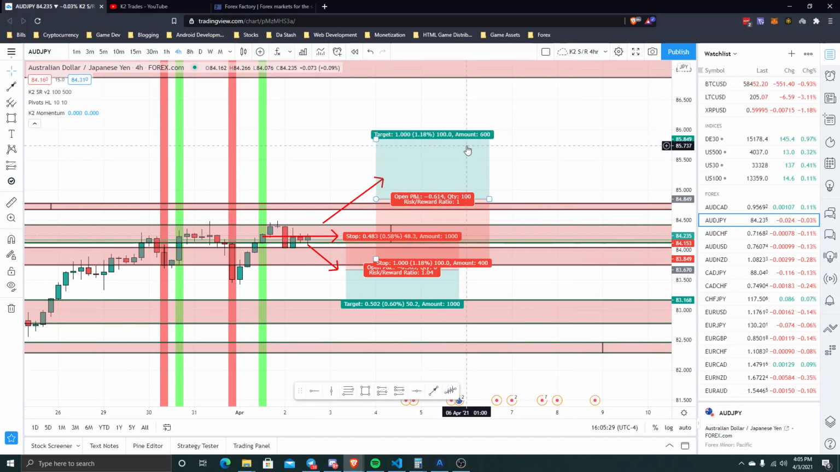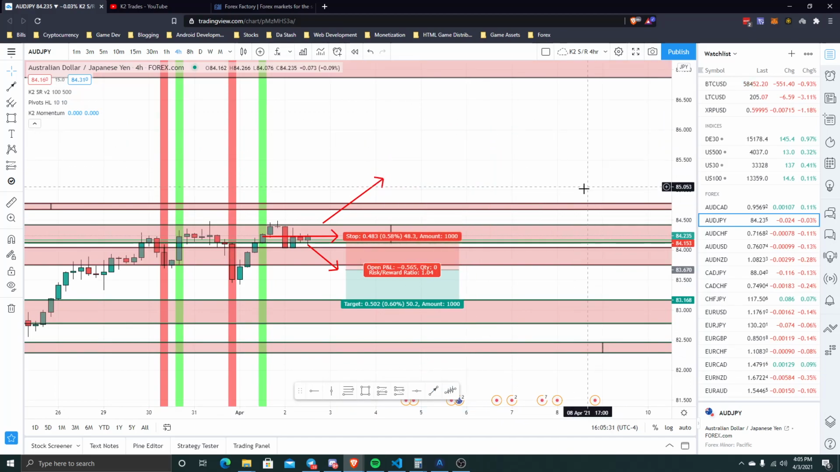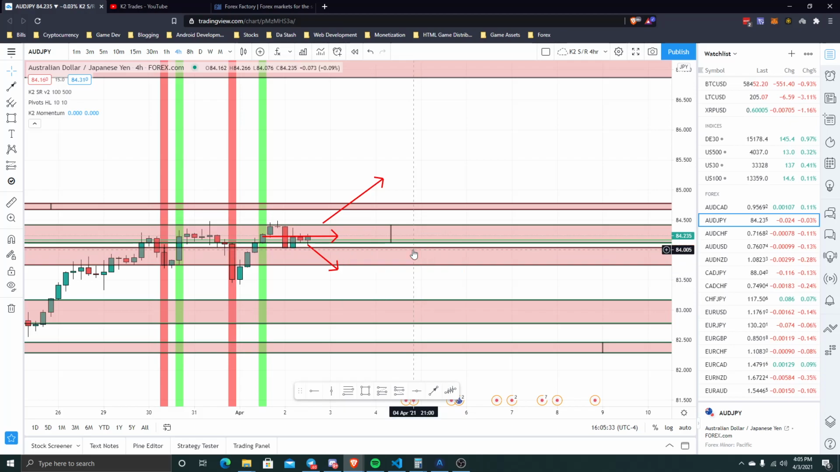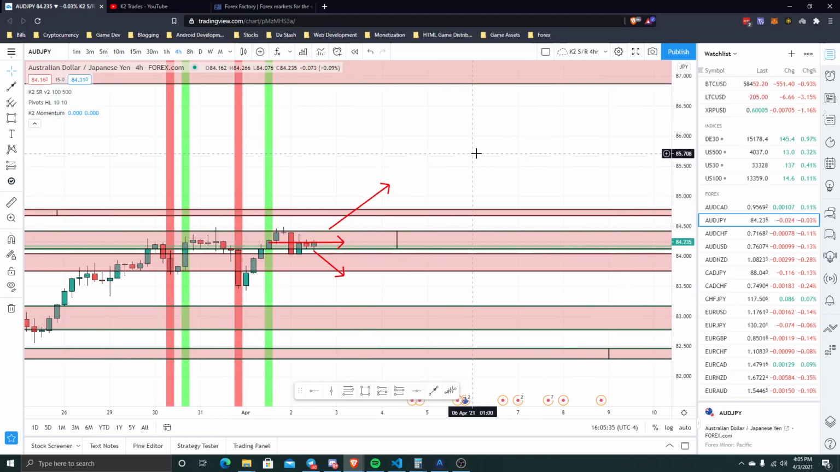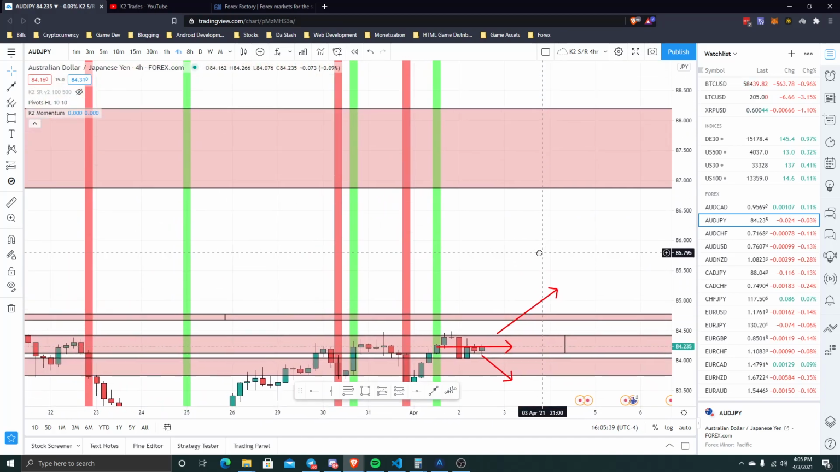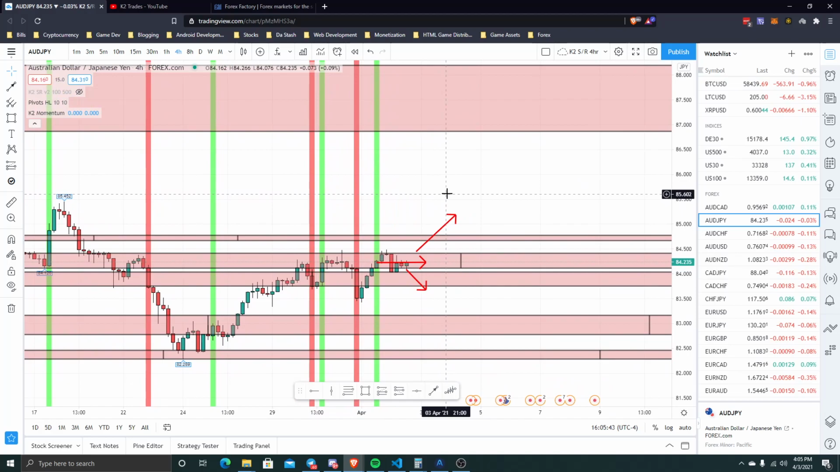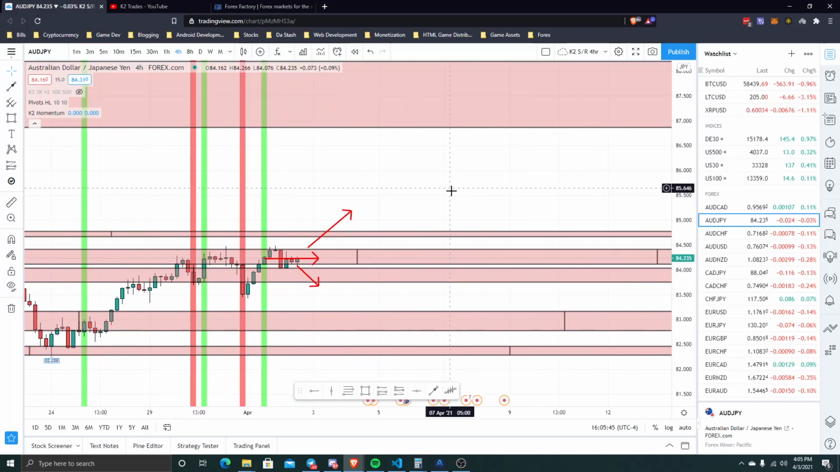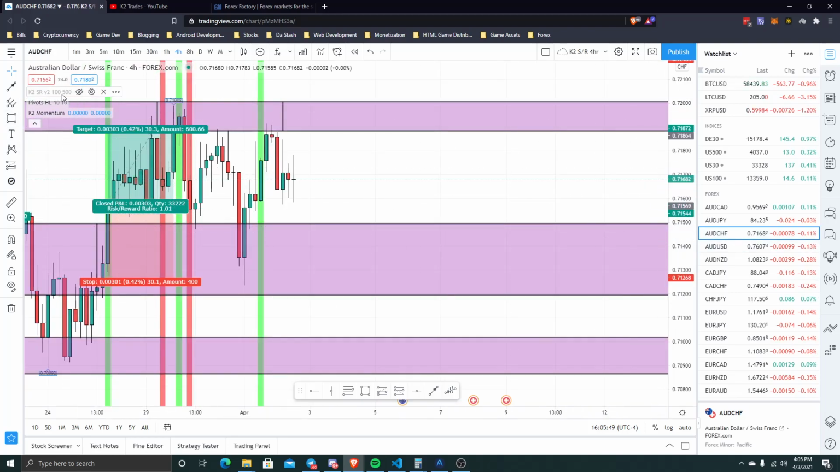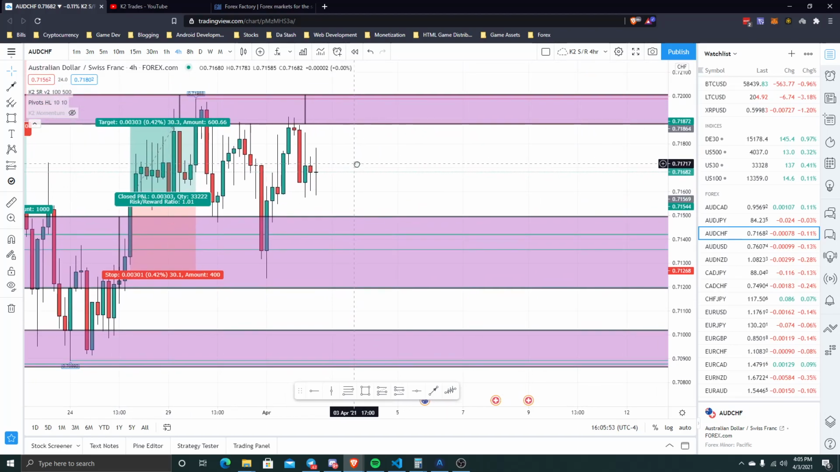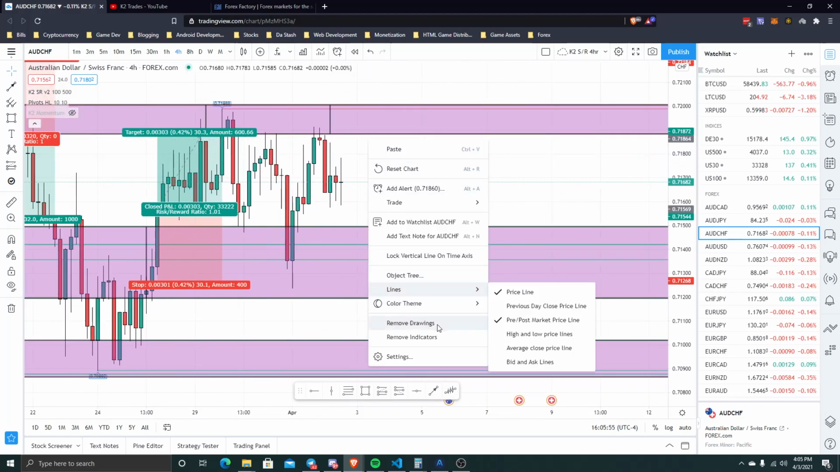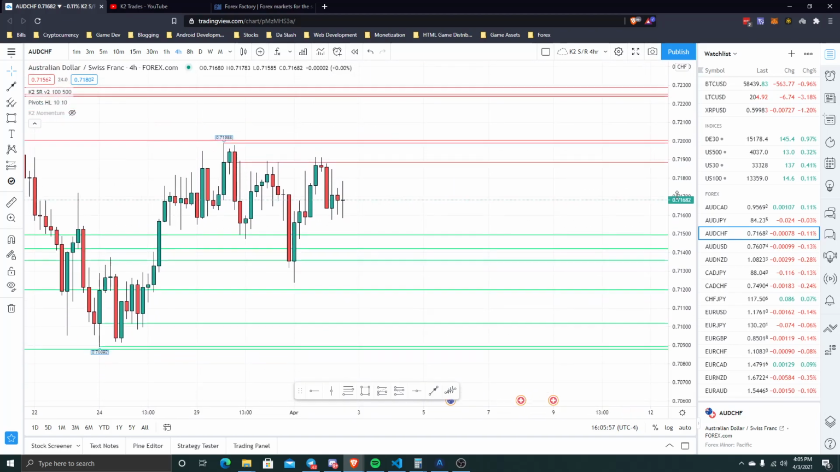So like I said, we just have to wait and see what the market does next week and go from there. So yeah, that's my zones markup for AUD JPY and my analysis. So let's go ahead and go to the next pair, AUD CHF. Turn off momentum, turn on my zones, remove drawings. So go ahead and start from scratch.